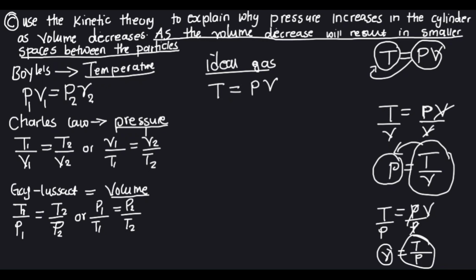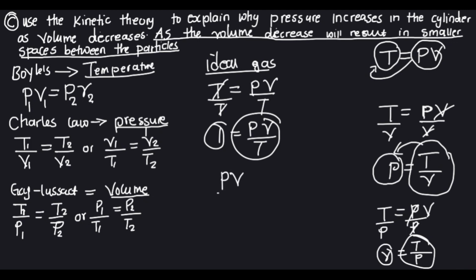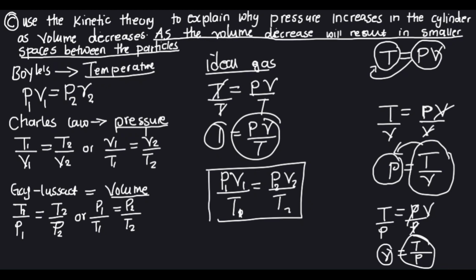So what we need to do is remove this T so that every factor will be here. We are going to divide by T, also here by T. So that if I cancel here, I have 1. 1 is equal to PV over T. Now where there is 1, we are going to put this. So the ideal gas equation is P1V1 over T1 is equal to P2V2 over T2. Then we use 1, 1, 1, then 2, 2, 2. So these are the formulas for these laws here.